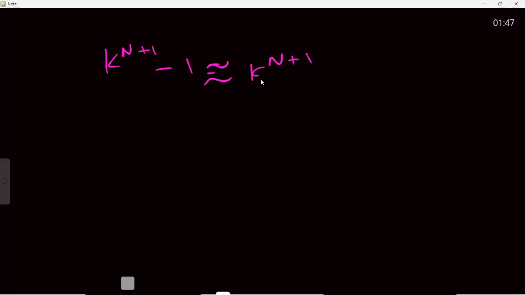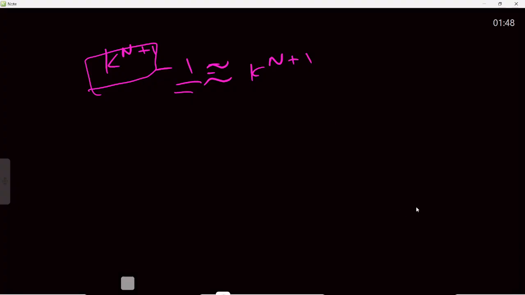It is totally dependent on n. When the value of n increases, there is no difference between minus 1 or plus 1, because this number becomes so large that we can ignore this minus 1. So for that reason, we consider k raised to n plus 1 minus 1 equivalent to k raised to n plus 1.